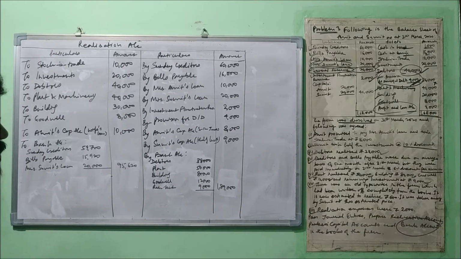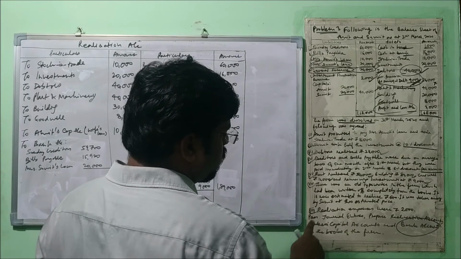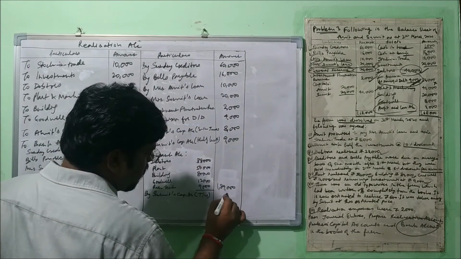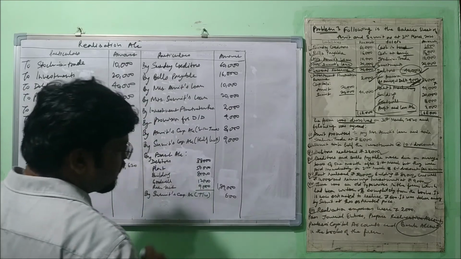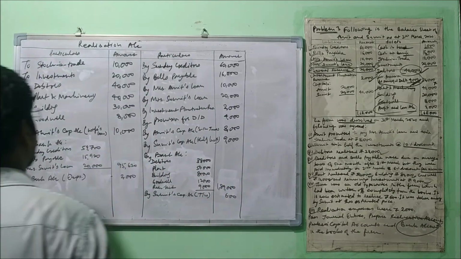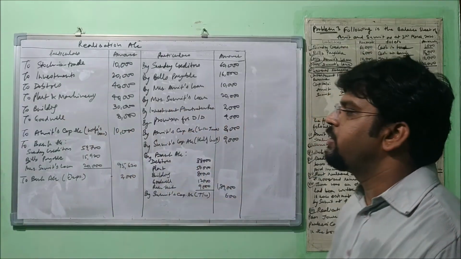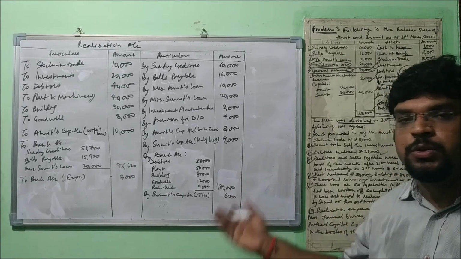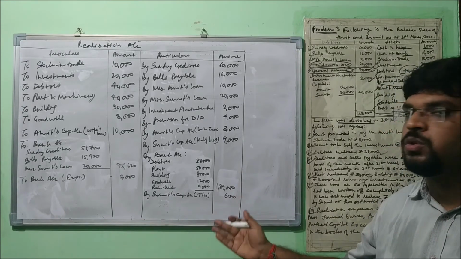And thereafter we saw that Sumit took this typewriter. So we'll pass the entry here at 600. And then we saw that realization expenses were paid in cash. Now let's check if there is any entry left. If it is left, it will be posted. If there is no entry, we'll make the total and calculate profit and loss on realization.